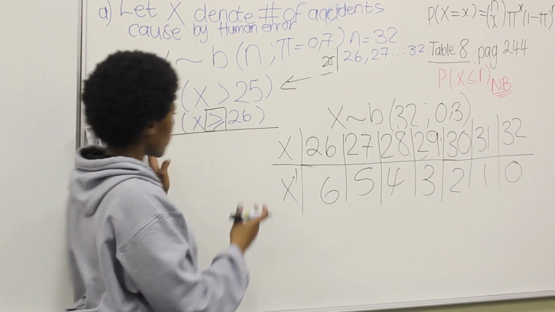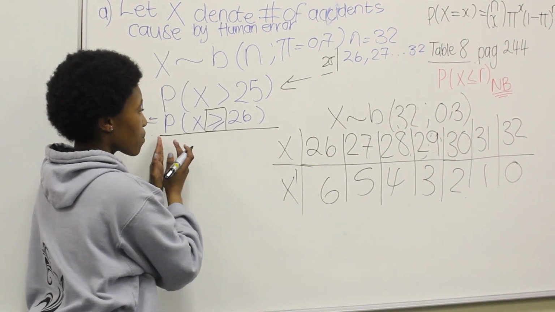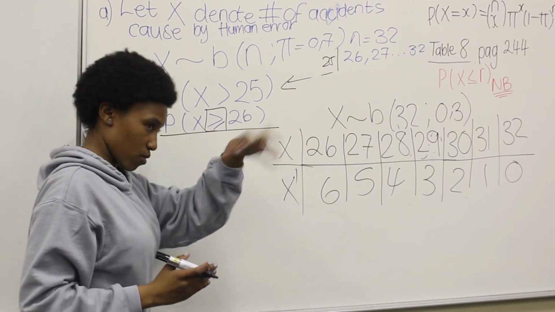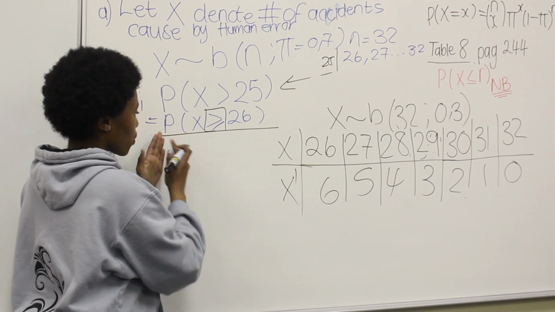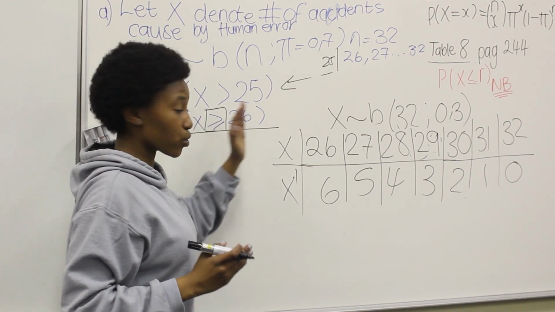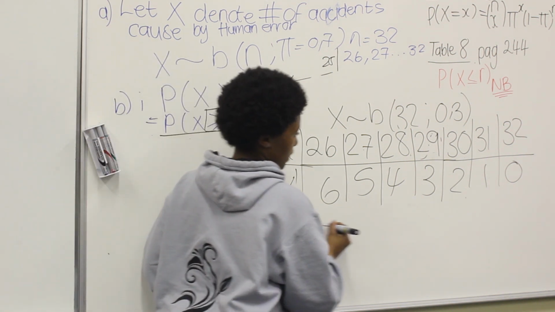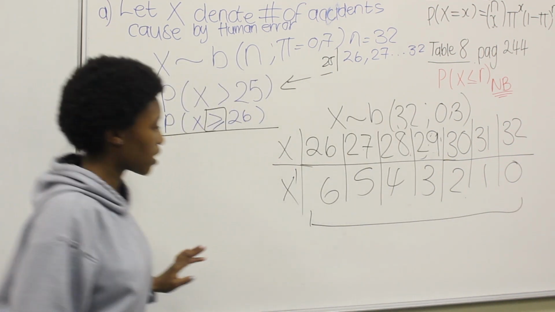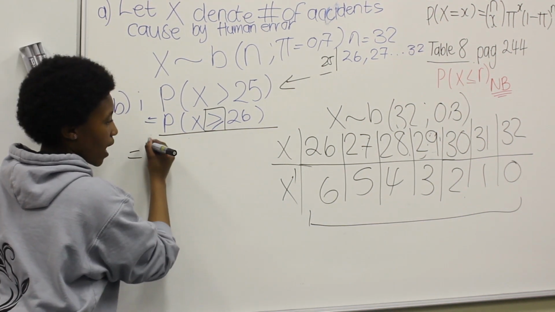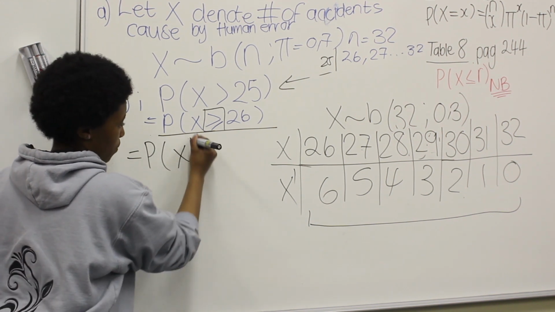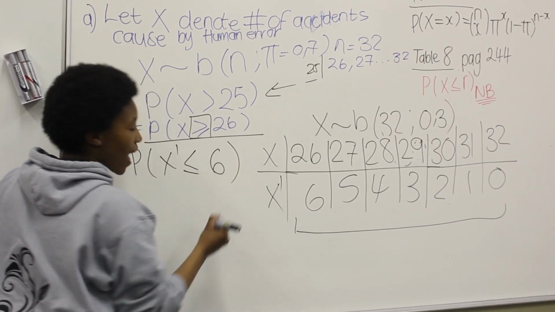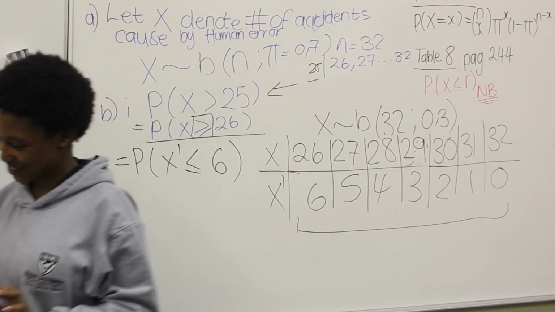So basically now what we're looking for is the x prime formula that's going to tell us that that's equal to the probability that x is more than or equal to 26, which is this whole entire part, right? So now basically what we're looking for is the probability of x prime is less than or equal to 6. And fortunately, we can find that in our table.